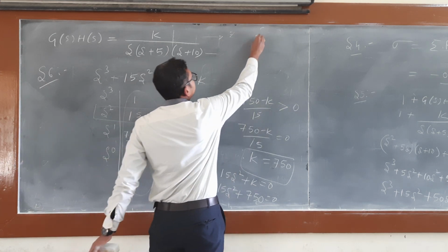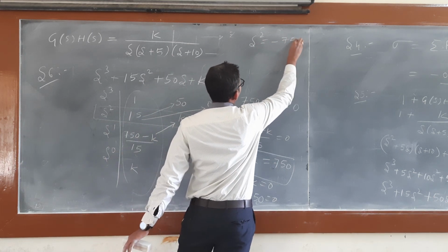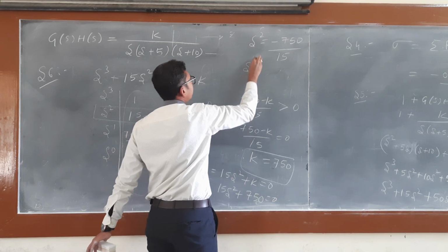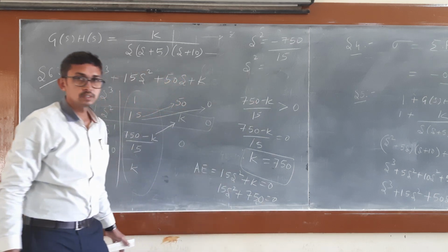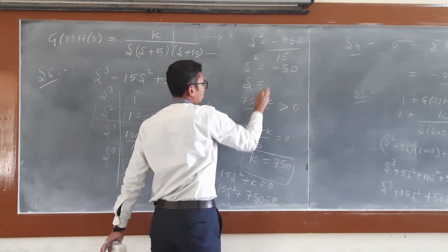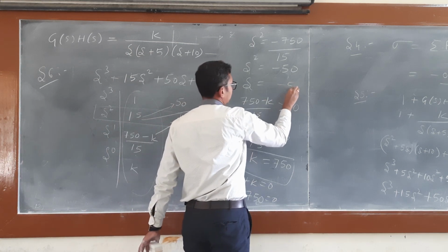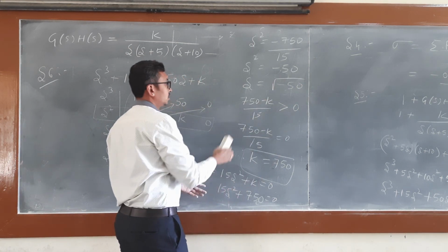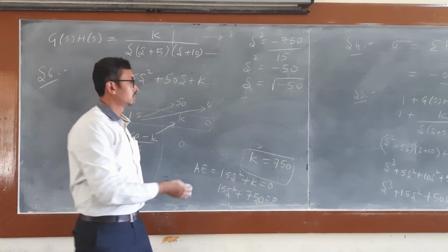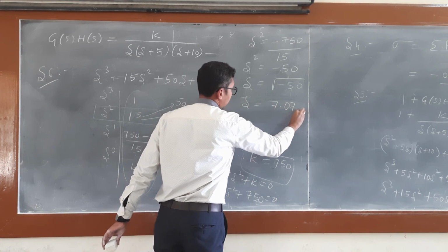Therefore, s square is equal to how much? Minus 750 divided by 15. So what is the value of this? Minus 50. Therefore s is equal to 0 plus or minus j square root of 50. How much? 7.07. Yes, how much? 7.07.